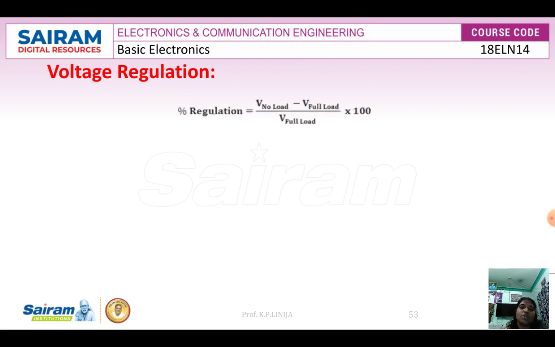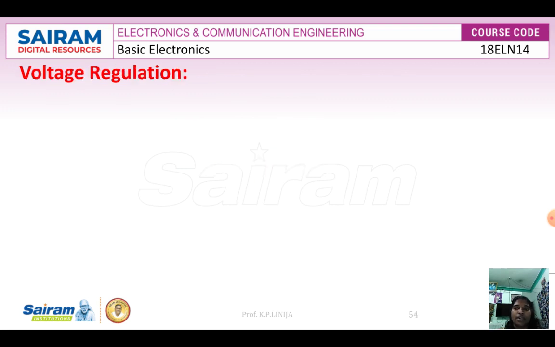Followed by that, voltage regulation. So what do we mean by voltage regulation? Whenever the load is there or no load is there, the voltage may vary, right? For example, you can take a fan. Whenever you use the regulator, the speed varies as well. So the percentage of regulation is equal to voltage at no load minus voltage at full load, divided by voltage at full load, into 100.